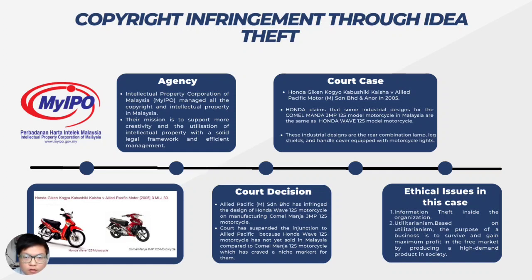The second ethical issue is utilitarianism. Based on utilitarianism, the purpose of a business is to survive and gain maximum profit in the free market by producing high-demand products in society. So we can understand why the court suspended the injunction against Island Pacific, because they had already produced the motorcycles in Malaysia and sold them, compared to the Honda Wave 125, which had not been sold in Malaysia at that time. That's all from me. Thank you.